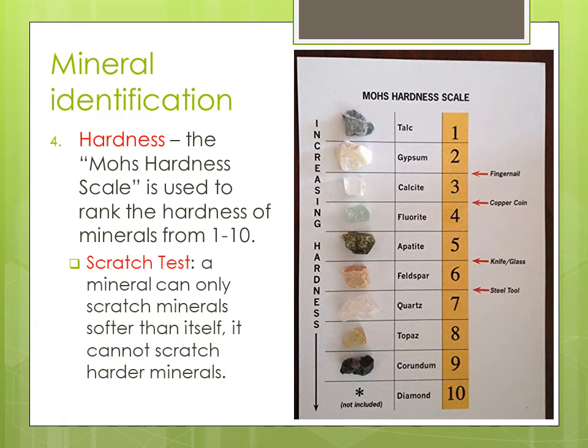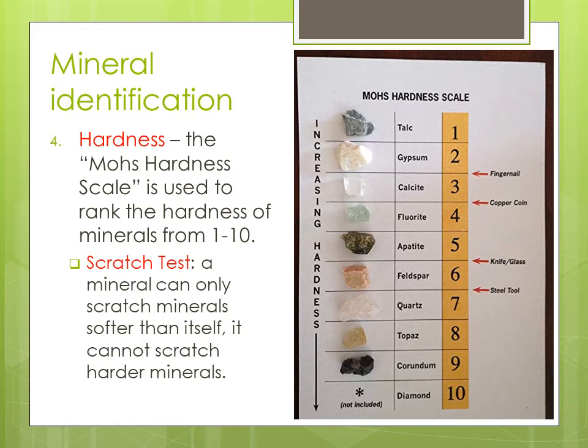Number 4, hardness. We have to use what's called the Mohs hardness scale, and it's used to rank the hardness of a mineral from 1 to 10. To determine where a mineral falls, we use a scratch test. A scratch test tells us that a mineral can only scratch minerals softer than itself. It cannot scratch minerals that are harder.